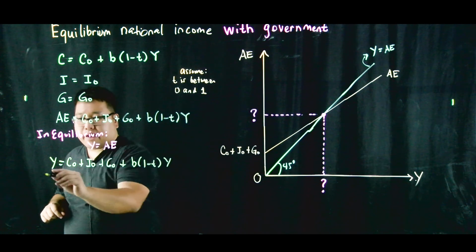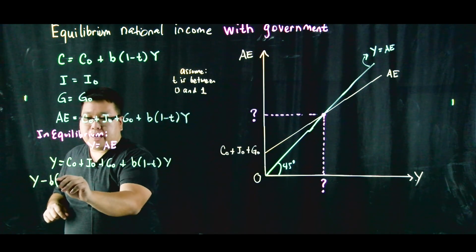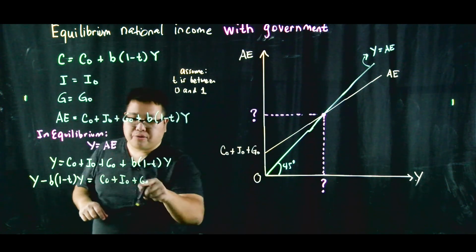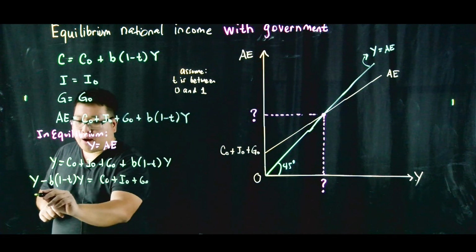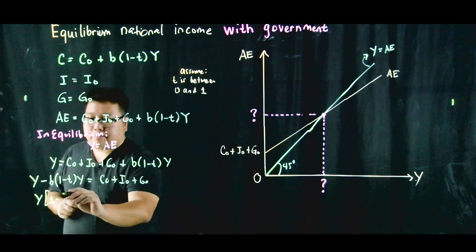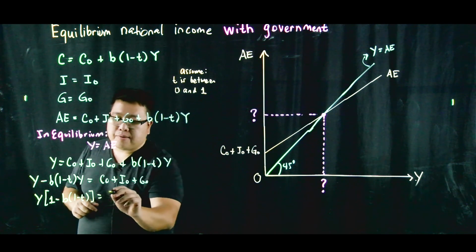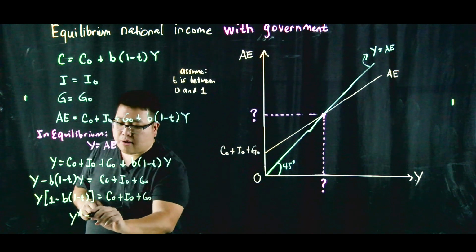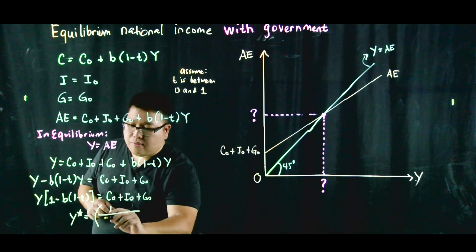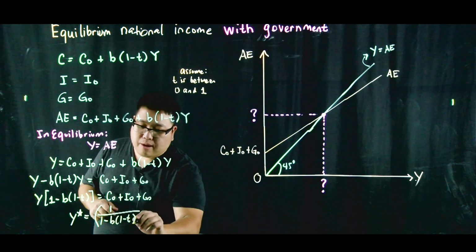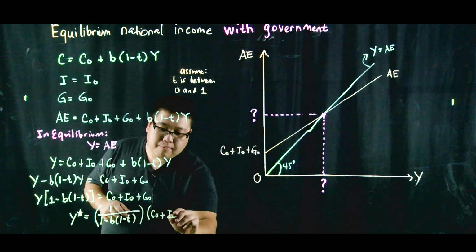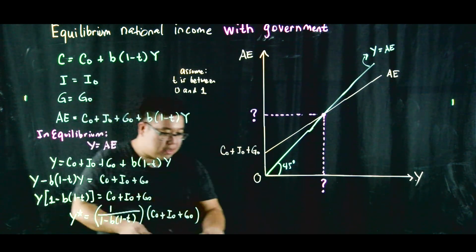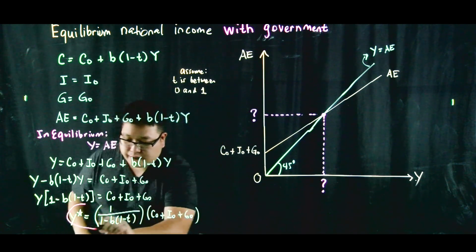We move this guy to the left-hand side. So Y minus b(1 minus t) times Y is equal to C plus I plus G, all with subscript zeros. Factor out the Y. So we have [1 minus b(1 minus t)] times Y equal to C plus I plus G. And finally, we have Y star, which is equal to 1 over [1 minus b(1 minus t)] times (C plus I plus G). So using algebra, this is the expression that gives us the equilibrium national income.